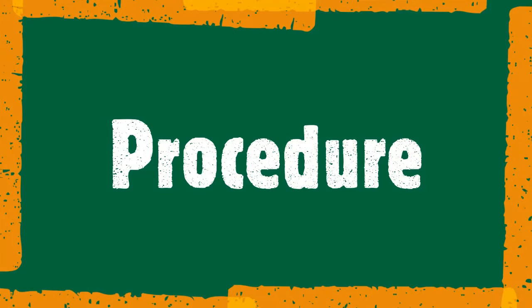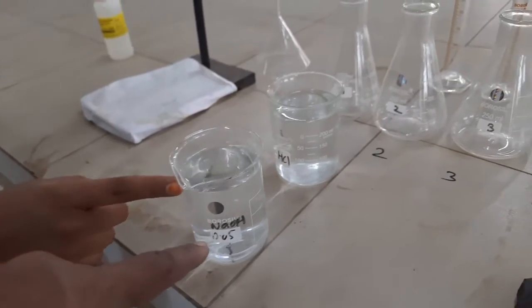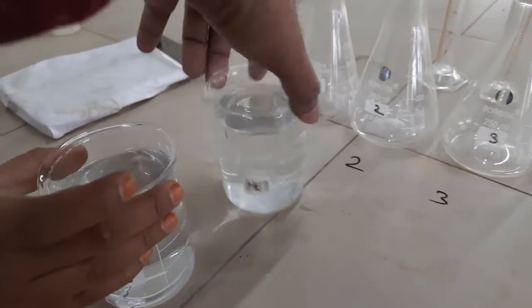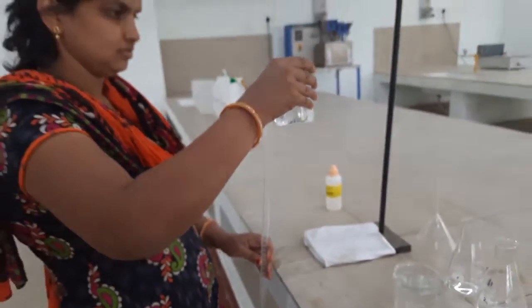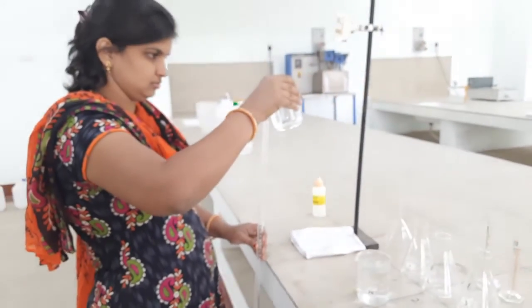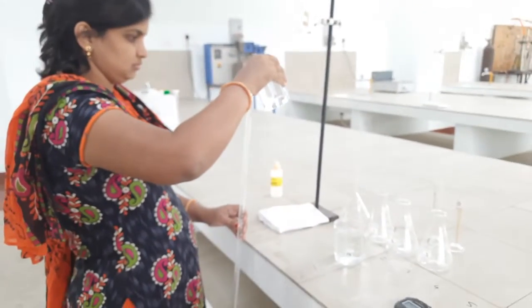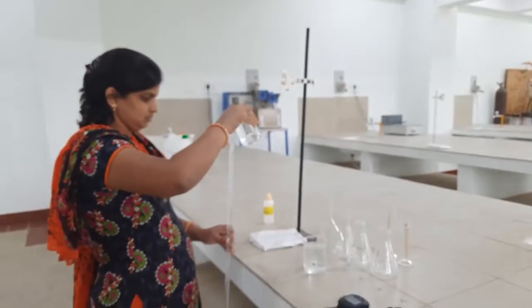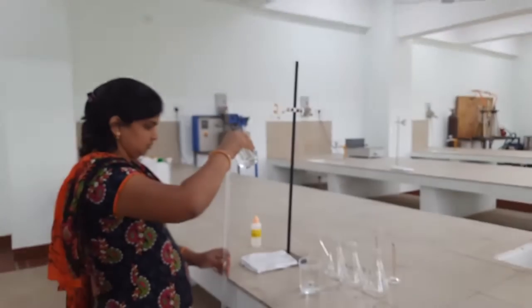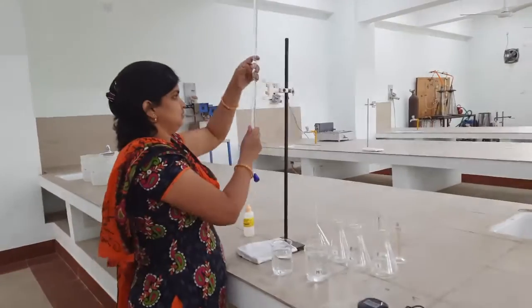So before starting the experiment, take 0.05 normal NaOH and HCl in beakers, so that you can easily fill them in the burette. So 0.05 normal NaOH is filled in the burette up to the 0 level and kept in the burette stand. We are doing this so that immediately after we collect the sample, we can perform the titration. Okay.